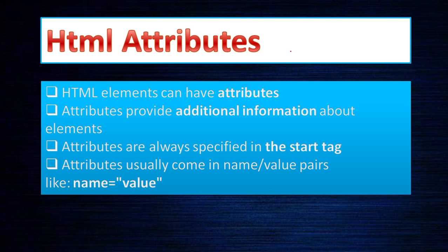So general HTML attributes, what are the properties? An HTML element can have attributes. Element or tag, even if you call it a tag, it's okay. An element or tag has attributes. Attributes provide additional information about elements. It gives more information about that particular element. Attributes are always specified in the start tag. Therefore, the attributes you have to write in the opening tag. When the closing tag, we don't need to write them. Only in the case of the opening tag do we write the attributes.